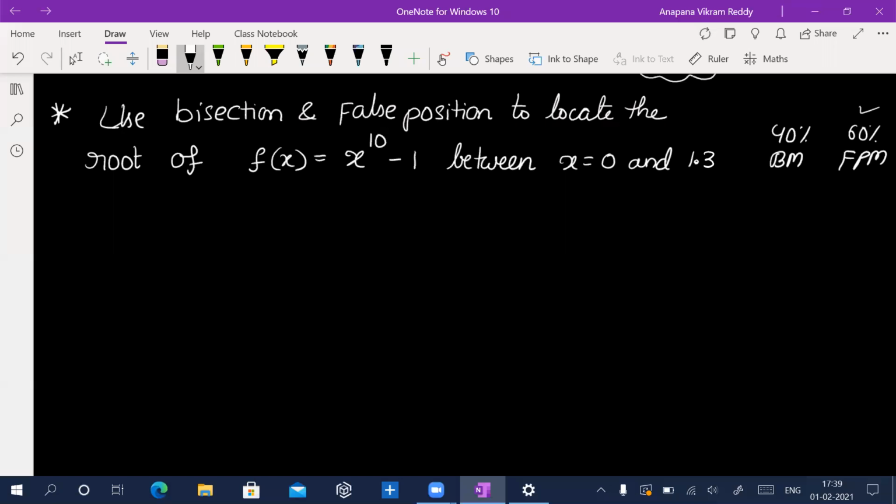Now you need not test really. So you have the question this way. What is the root here? Without any second thought, 1, right? Yes, sir. So he gave the interval also: the left extreme and right extreme are 0 and 1.3 respectively. Anyways, you know how to use the bisection method. We will try to use false position first.